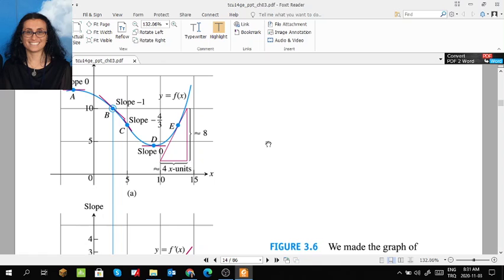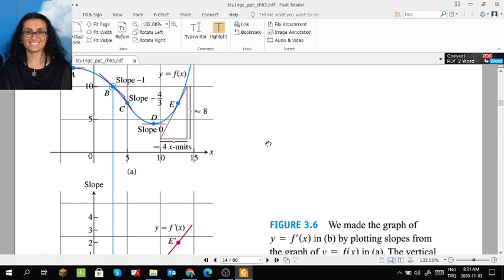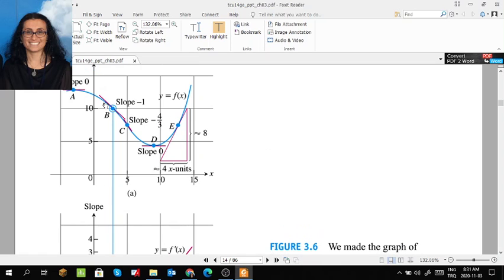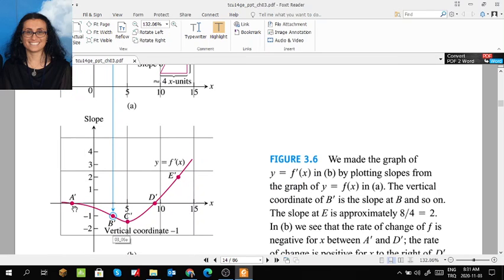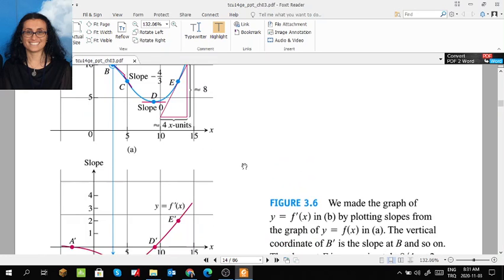So how are we going to use that to draw the graph of the derivative? The slope is 0 at A, so the graph of the derivative at A has to be the 0 value of the function, right? Because we are talking about the derivative. Slope is 0, so we put it in. So at B, the slope is negative.